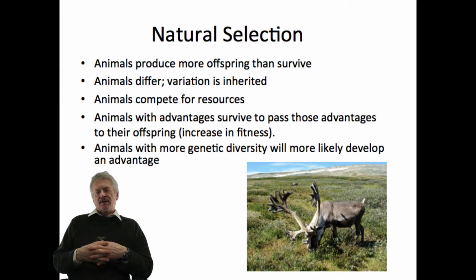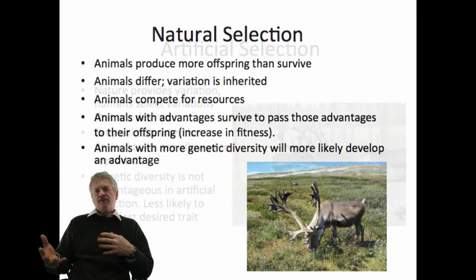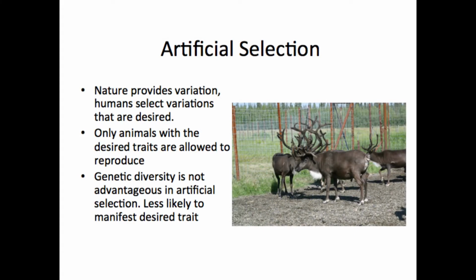But that's very different than artificial selection. Through artificial selection, we are selecting for very specific characteristics of an animal, be it increased milk production or fiber production or just a larger, meatier animal. And so through artificial selection, genetic diversity is decreased. We are selecting for a very select, unique set of genetic characteristics.